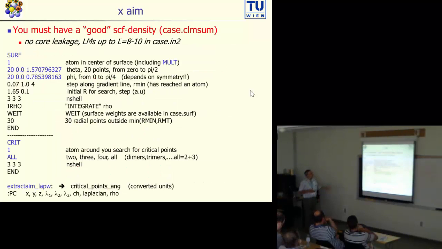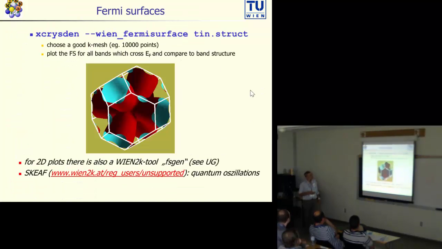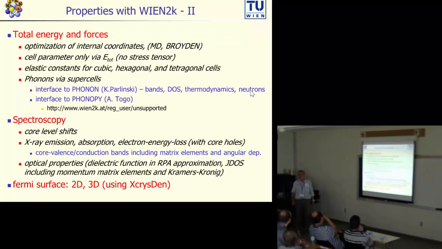So, good. How to calculate this is described here, and with this I will stop after the Fermi surface. That can be done with X-crystalline, and you have an example of Fermi surfaces with this. Good, and I'll stop at that position. Questions? Quick questions to that?